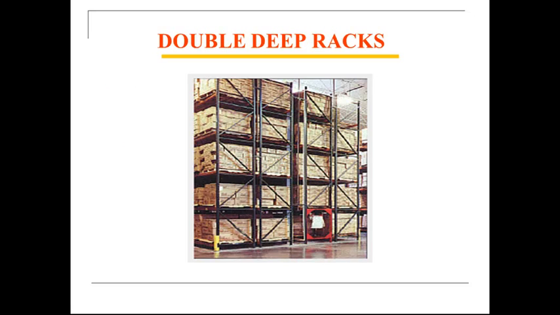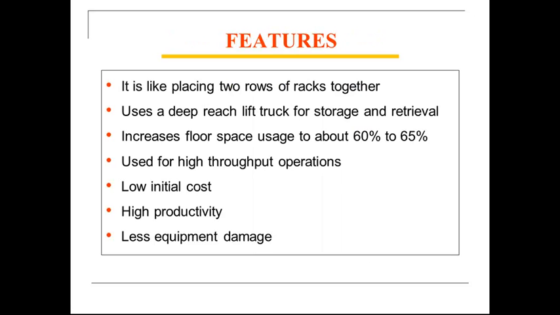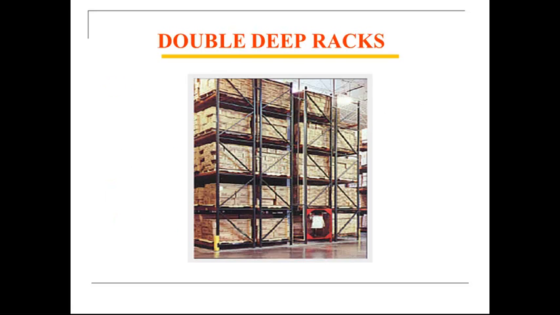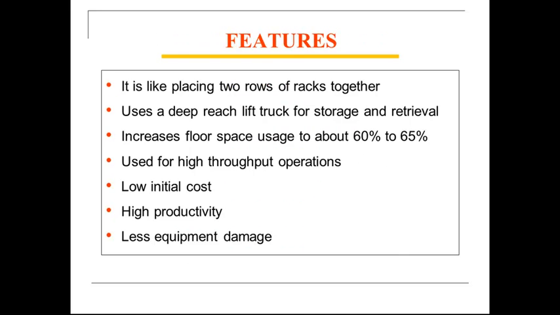Another type of storage system is called the double deep racks. For this one, it's like placing two rows of racks together, like the one we're seeing here. Uses a deep reach lift truck for storage and retrieval. Increases the floor space usage to about 60 to 65%. Used for high throughput operations, low initial cost, high productivity, and less equipment damage.